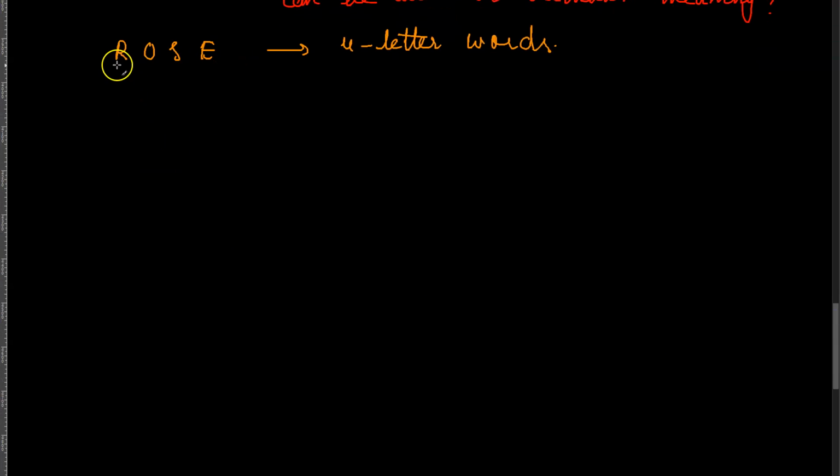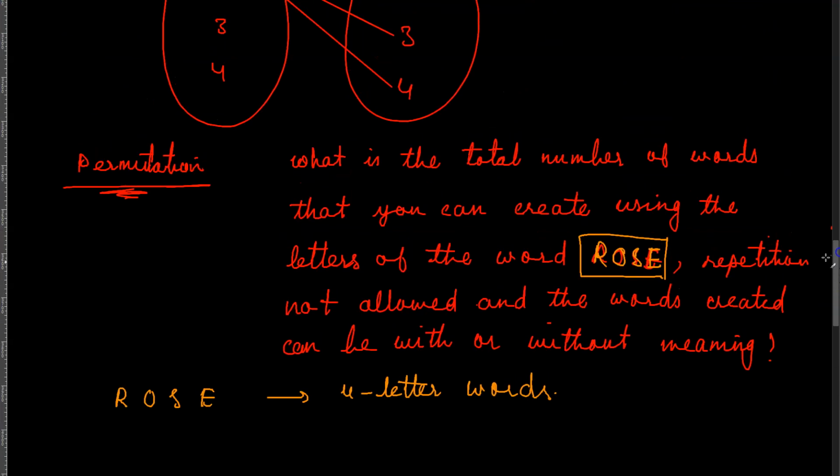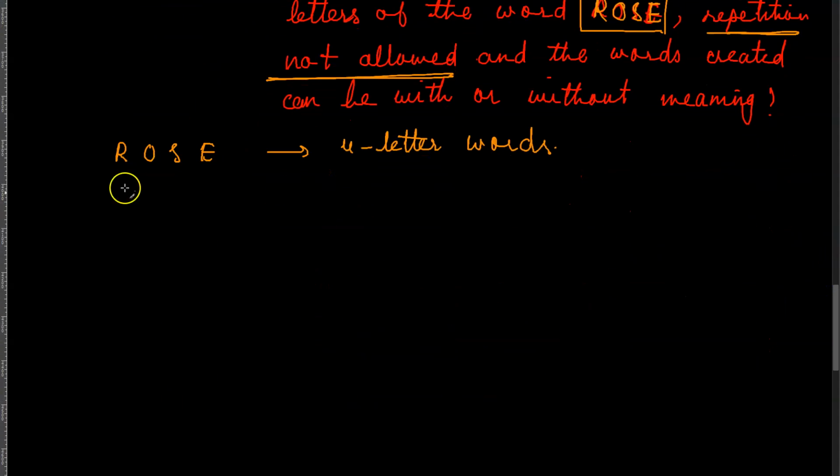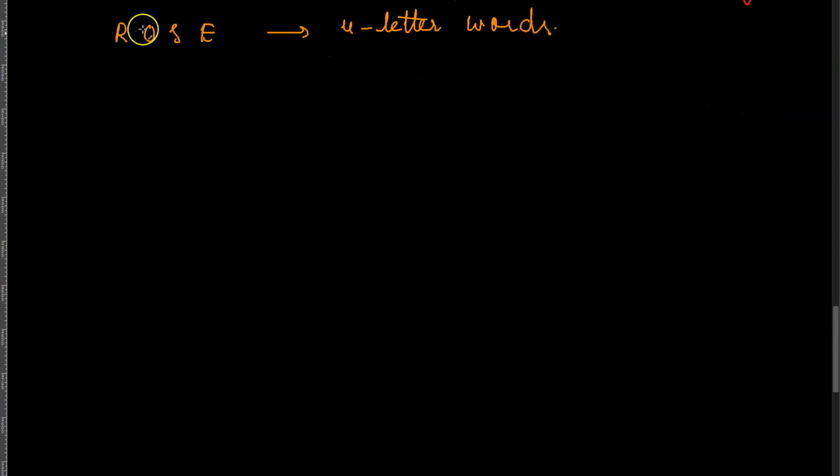So we said that over here I'm saying that basically repetition is not allowed. And also the words can be with or without meaning. It doesn't really matter whether the word that you create has meaning or not. That's not important here. So then I have a 4-letter word, which has four letters. You have 4 placeholders for the letters.